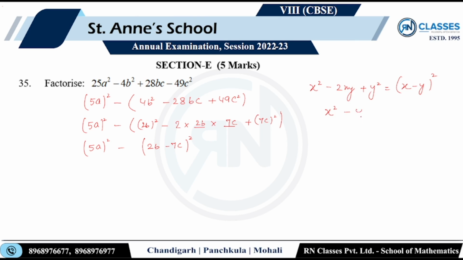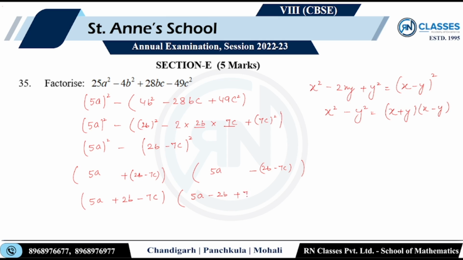नाउ मेरे को एक और चीज दिख रही है, x स्क्वायर माइनस y स्क्वायर, तो मैं इसको क्या से लिखूंगा, बिकॉज फैक्टराइज करना है, (x प्लस y) इनटू (x माइनस y)। सो यहां पे x प्लस y बनाना पड़ेगा और साथ में x माइनस y, राइट। दिस वुड बी 5a एंड यहां पे आ गया 2b माइनस 7c, यहां पे आ गया 5a, यहां पे आ गया 2b माइनस 7c, राइट। तो ये आया (5a प्लस 2b माइनस 7c) इनटू (5a माइनस 2b प्लस 7c). Yeah, it was that simple, guys.